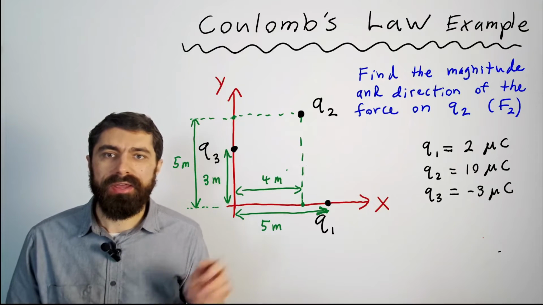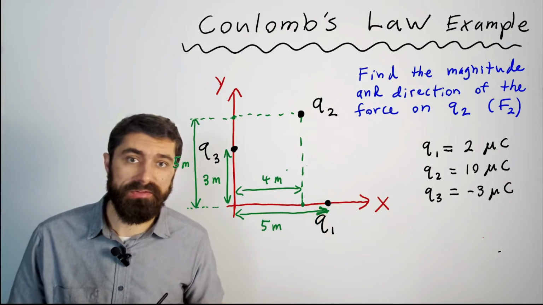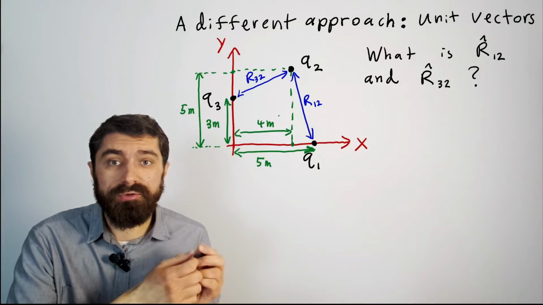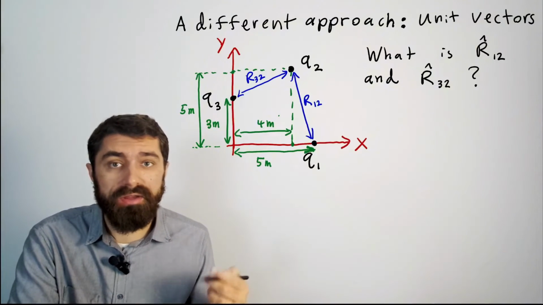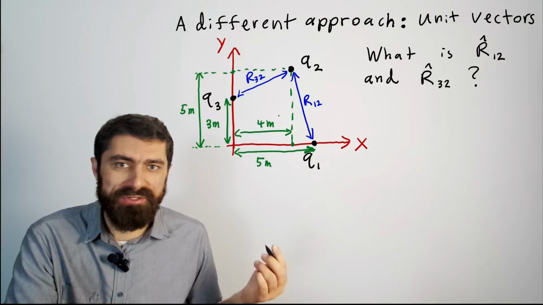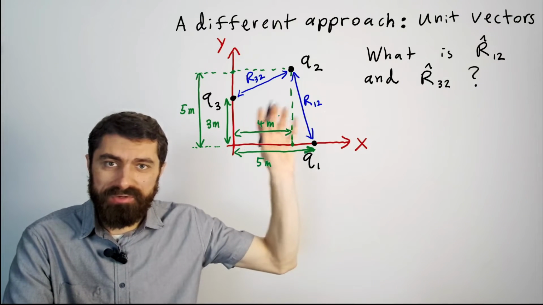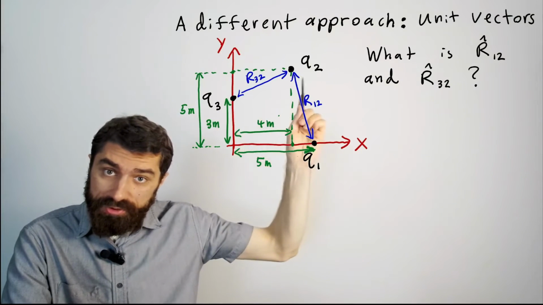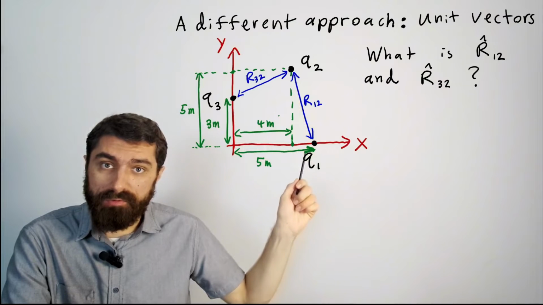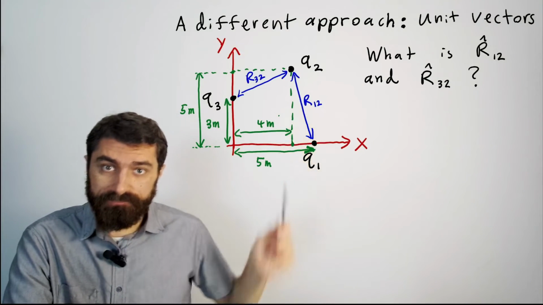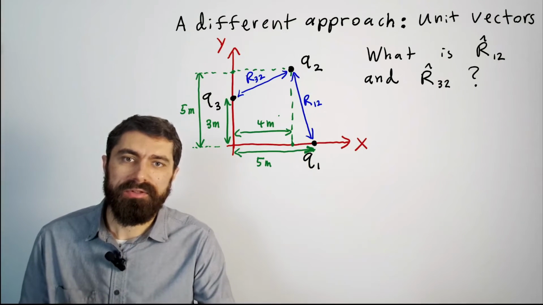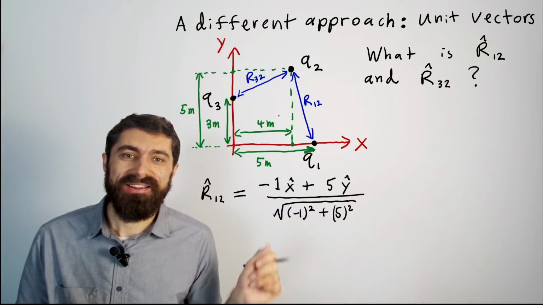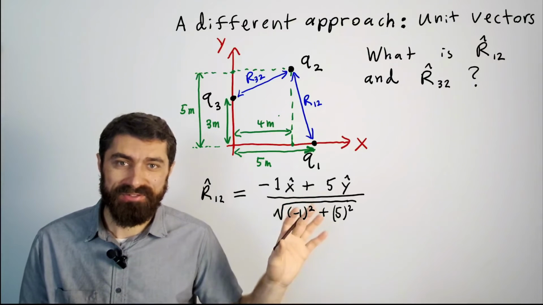All right, so we're going to go ahead and do the same problem we started with in the last video. For us to be able to use the unit vector form of Coulomb's law, we have to find out what the unit vectors are for these forces that we want to calculate. So we need to find the unit vector from 3 to 2, and the unit vector from 1 to 2. So the unit vector from 1 to 2 is equal to this. Let me walk you through how I calculated this.